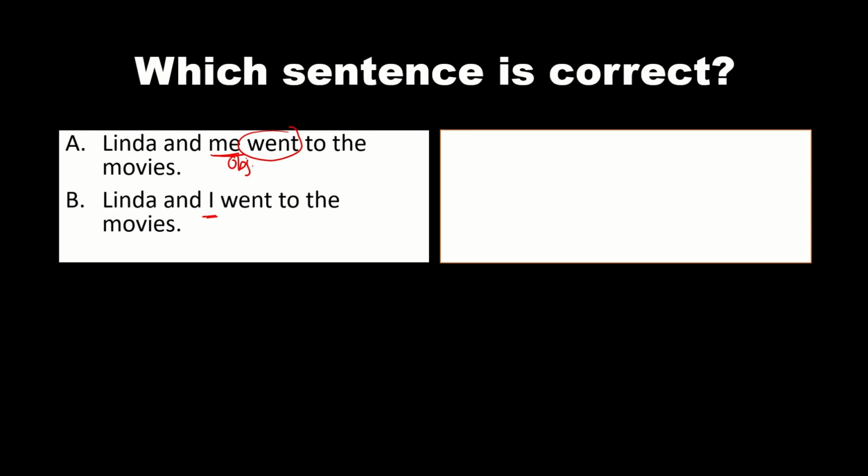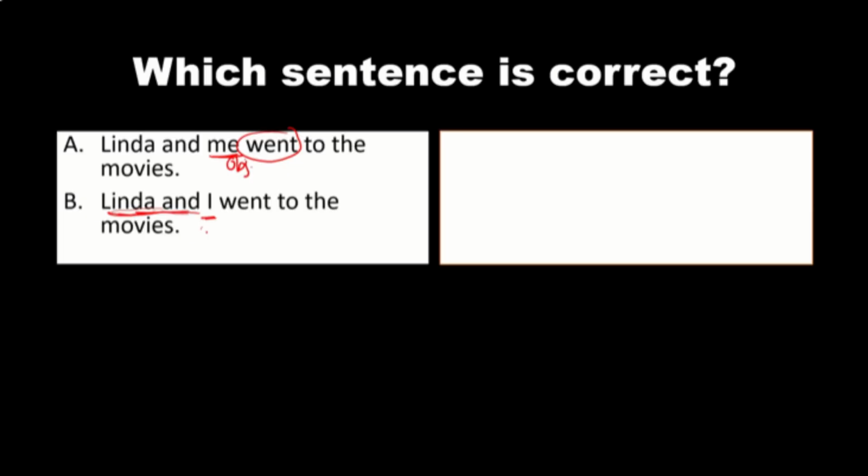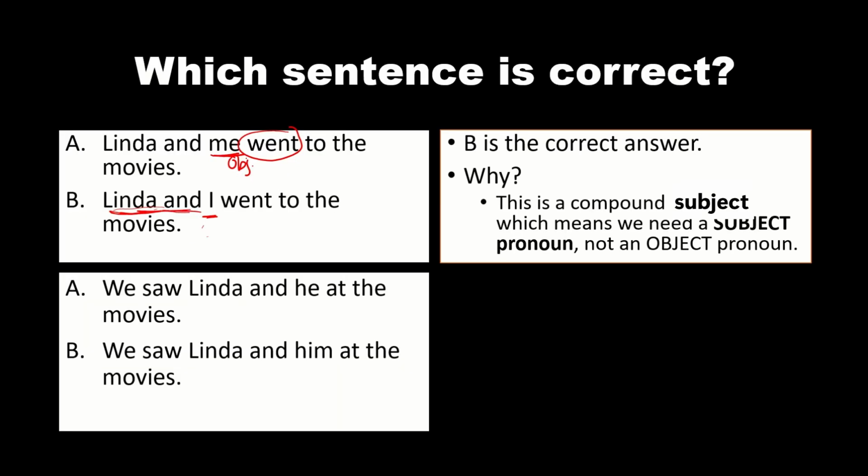Is Linda going to me? Am I on the receiving end of the verb? And the answer is no, I'm not. What is happening is that I am actually, like Linda, the subject of the sentence. This is a compound subject sentence. And so instead of using me, which is the object pronoun, I need to use the subject pronoun. Let's look at another example.